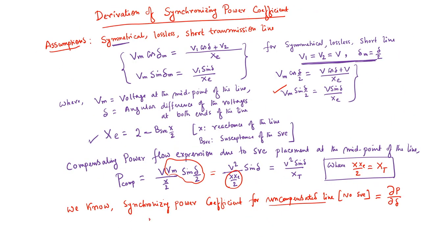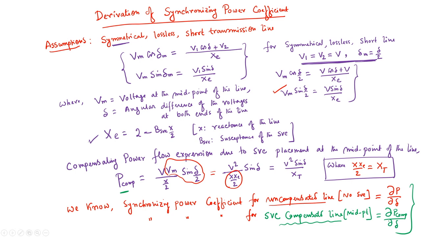Similarly, the synchronizing power coefficient for the SVC compensated line, where we have SVC at the midpoint, is equal to del p comp del delta. And we have to show that there is a difference between these two expressions, and let us see what that difference is. If one is dp d delta, the other is dp comp del delta. Now, dp d delta can be easily determined. I am coming to that. Let us first determine the synchronizing power coefficient of the SVC compensated line.